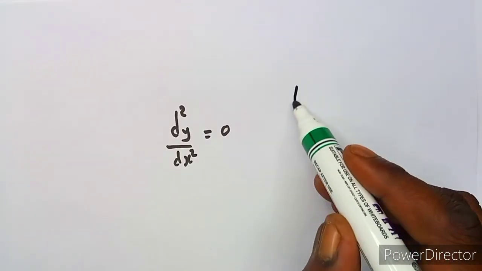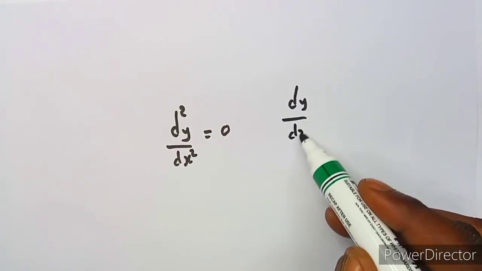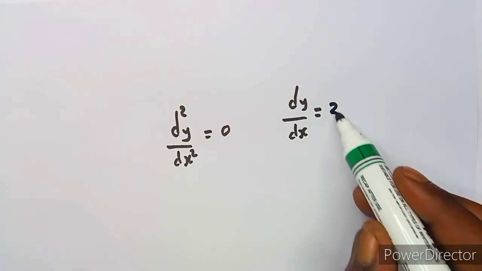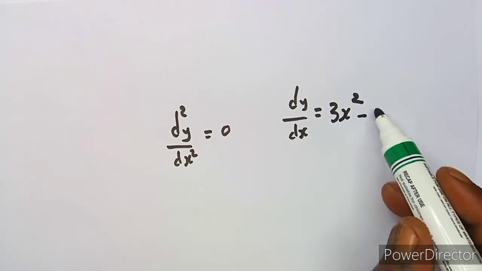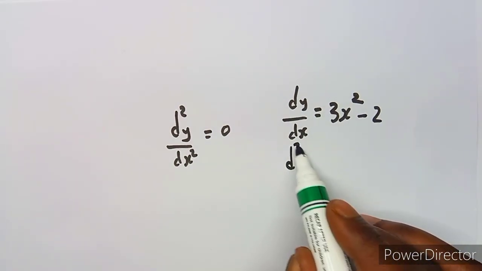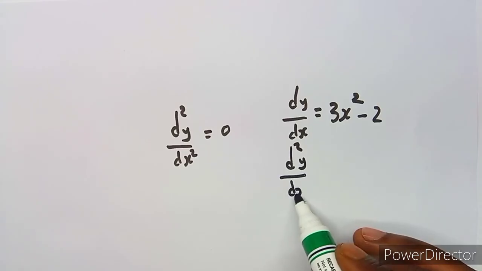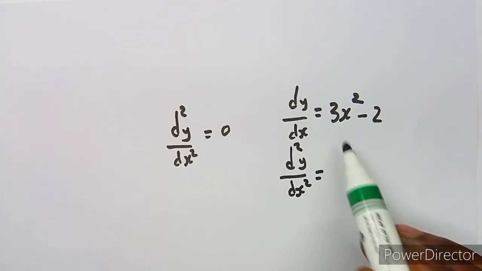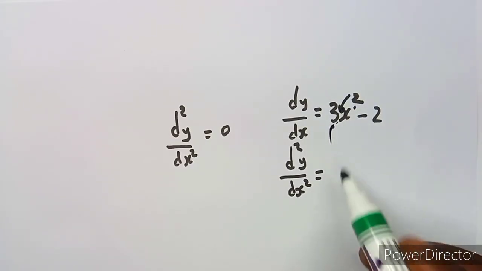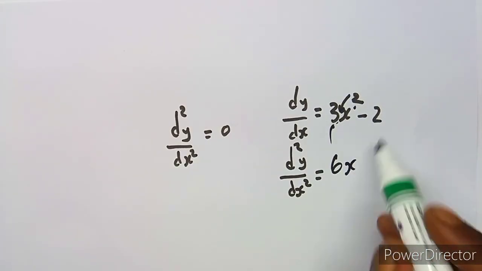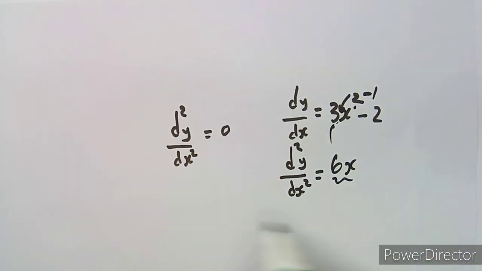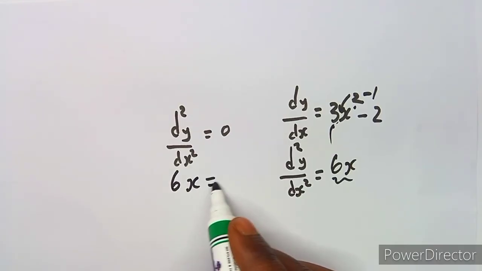Okay, so remember that we have got the first derivative. We obtained this as 3x squared minus 2. So let's find the second derivative now. The second derivative with respect to x, you are simply going to continue to differentiate. So you multiply again, 2 times 3, that is 6x. You subtract 1, so it's going to remain as 6x. So this is your second derivative, 6x, which is equal to 0.